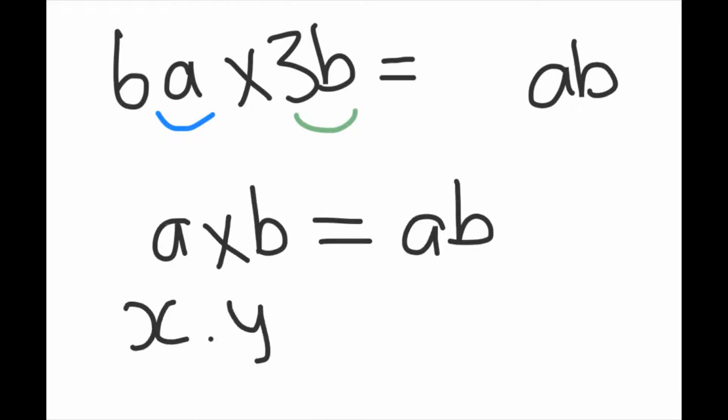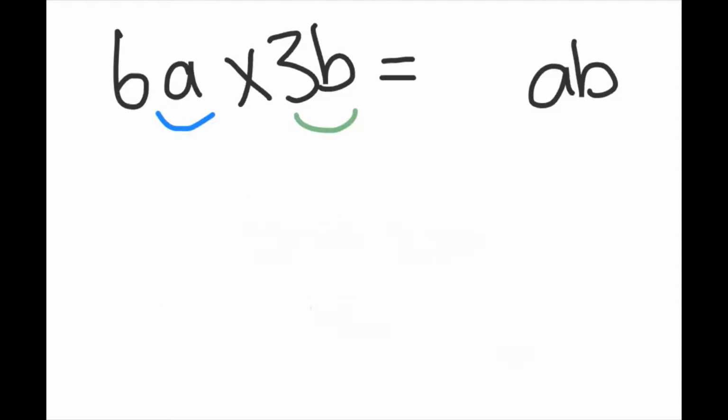x times y, and notice the dot means a times, or multiplication. So x times y is xy. So this is something we can do because there's no plus or minus anywhere here. We can just get to that answer quickly.